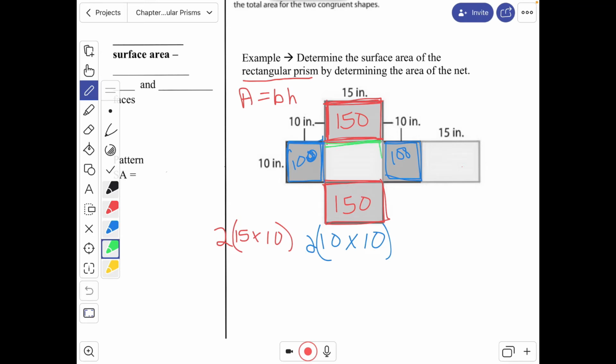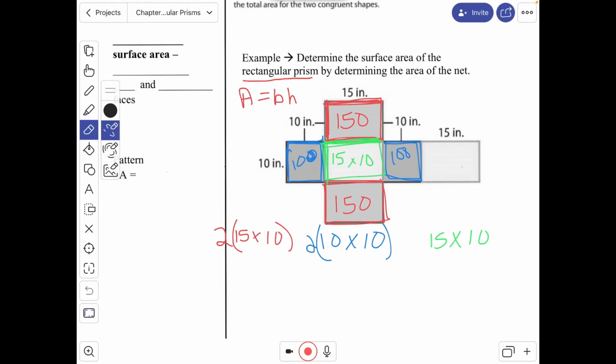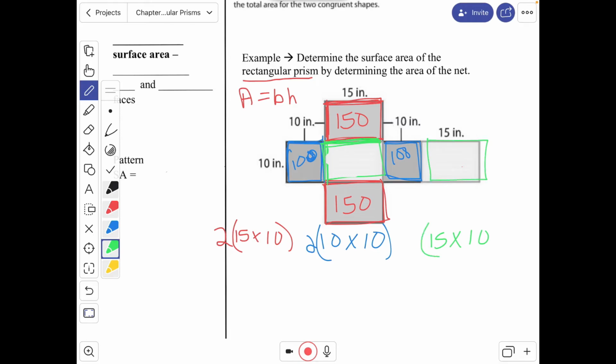Then we have the bottom of the box. The base is going to be 15 and the height is 10. So that's 15 times 10. And the bottom is the same as the top of the box, so it's going to happen twice again. And 15 times 10 is 150. So this one's 150 and this one's 150.